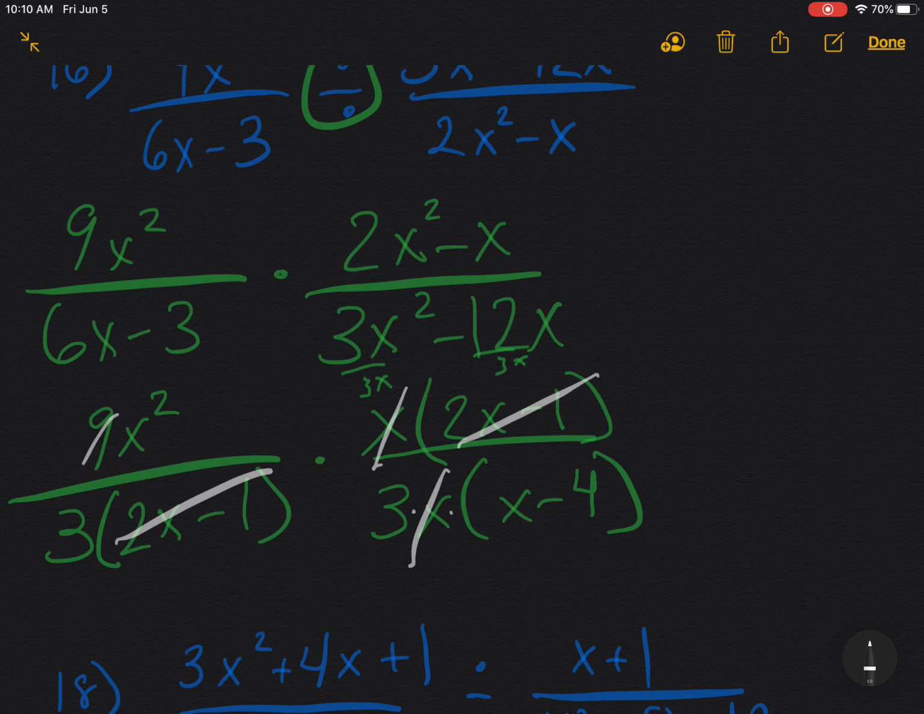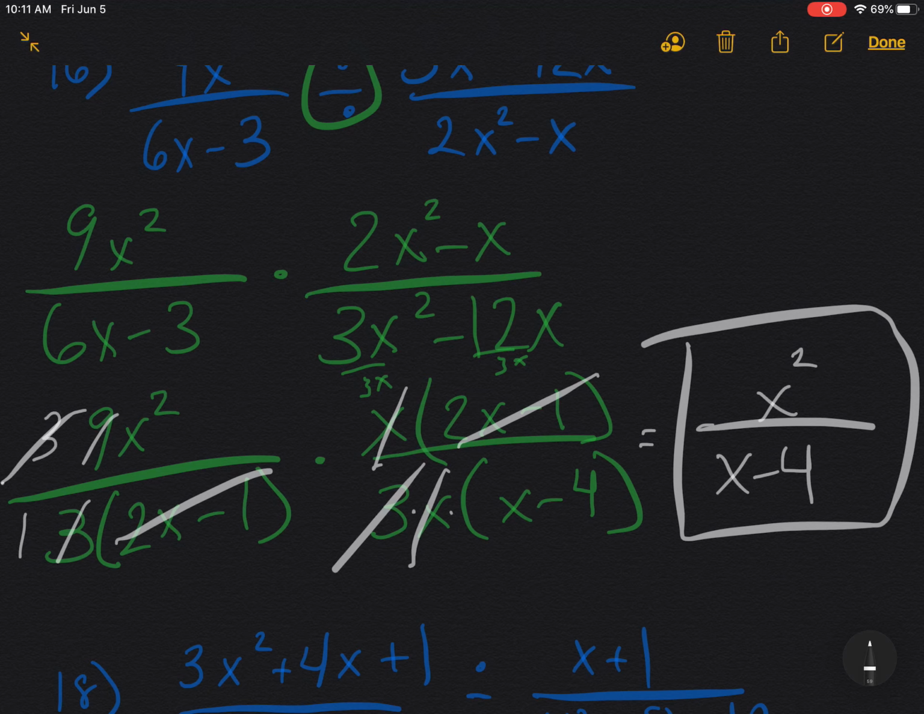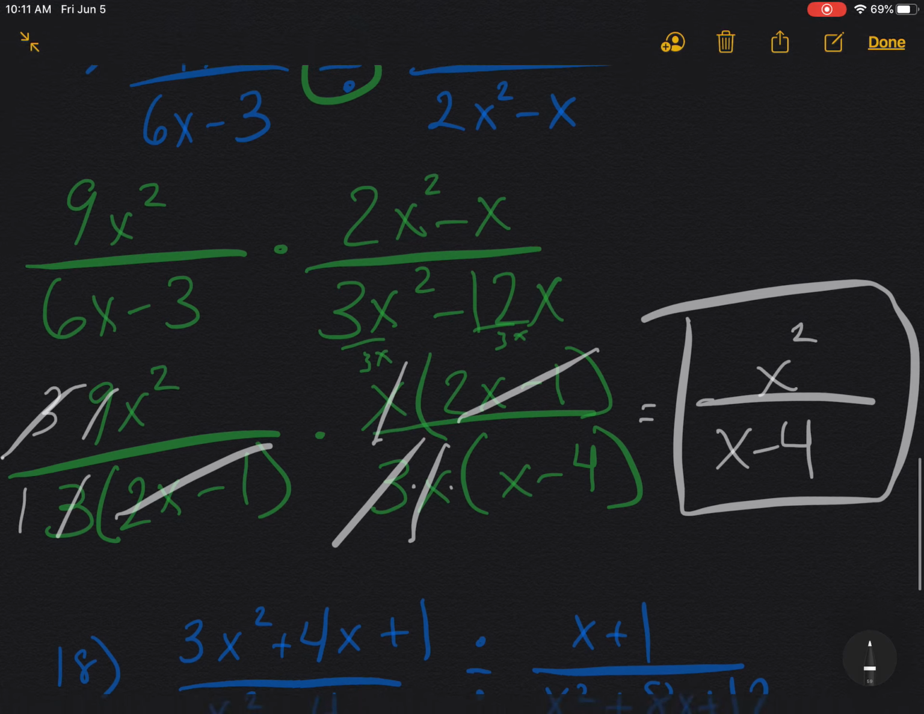Now this 9 and this 3 will turn into 3 over 1. Okay. And actually, there's one more thing, believe it or not, that you can cross out. Now this 3 and this 3 cross out. So let's see what's left. X squared is left in the numerator, and the denominator is just x minus 4. Okay, so that problem was a little complicated. Sorry if you were a little confused there.